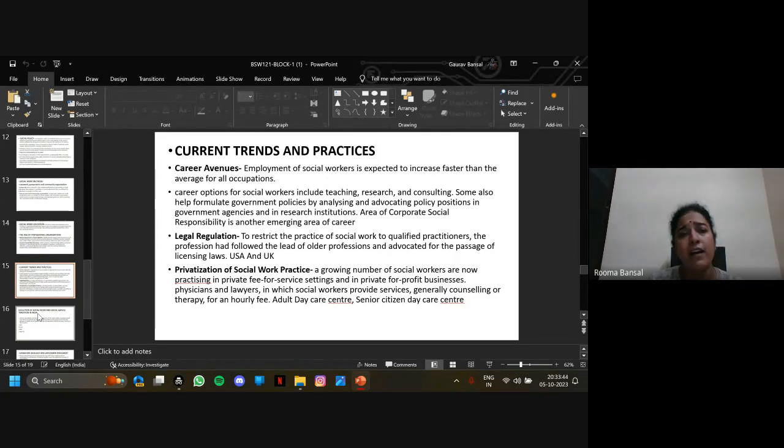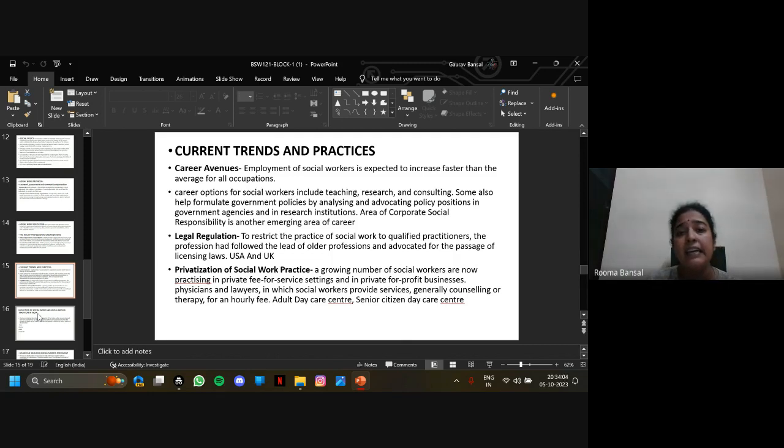N number of career options are there for them, including research work, consulting work, counseling, therapy sessions, and teaching. They are advocating policy positions in government agencies and research institutes also.